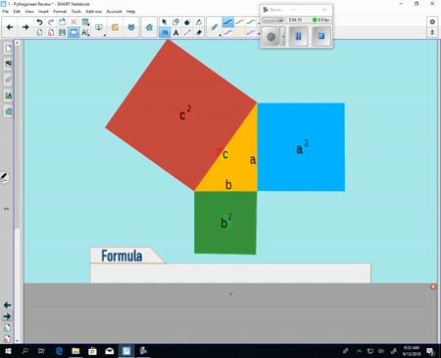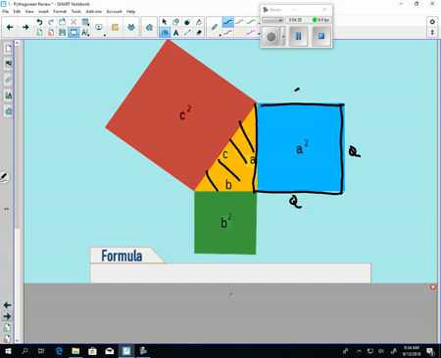Now, we know that a square is a figure that has 4 equal sides. So if I took this side A in my triangle and made a square, the other sides are going to be the same length. They're all equal. And to get the area of that, it's A times A, which is A squared.